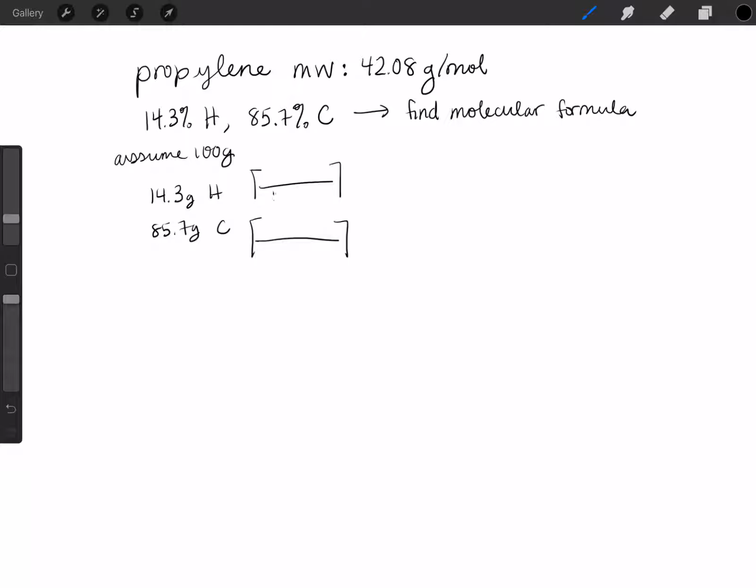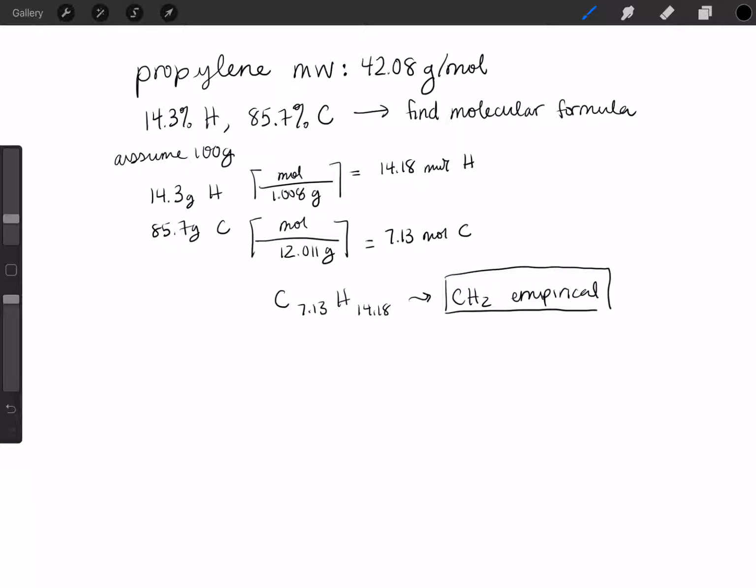Okay, so hydrogen is about 1.008 grams per mole. Carbon, 12.011, I think, grams per mole. So what numbers do I get? For hydrogen, what do I get? 14.18 moles. Okay, and then for carbon? 7.13 moles. So carbon 7.13, hydrogen 14.18. That's going to give me CH2 for my empirical formula, right?